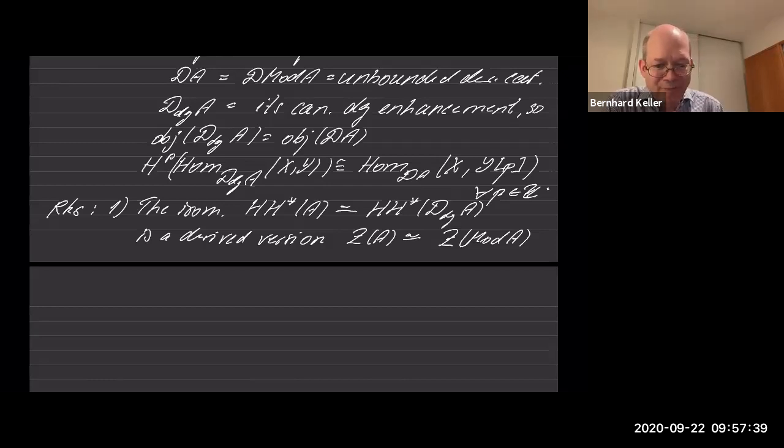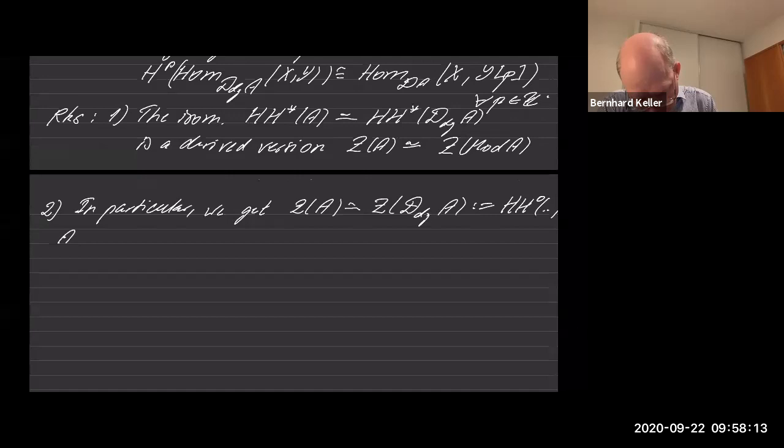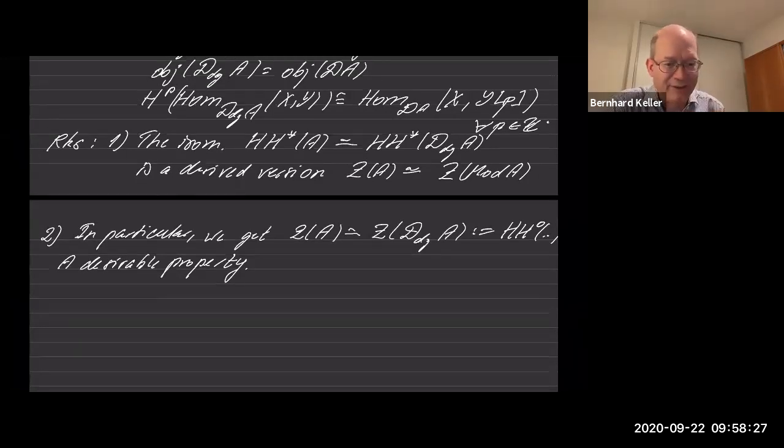Okay, and in particular, we can apply this in degree zero. If we apply this in degree zero, we get that the center of A is isomorphic to the center of the DG derived category, which is defined as HH0. Okay, and this is a desirable property, because it is in accordance with the classical fact that the center should coincide with the center of the module category.